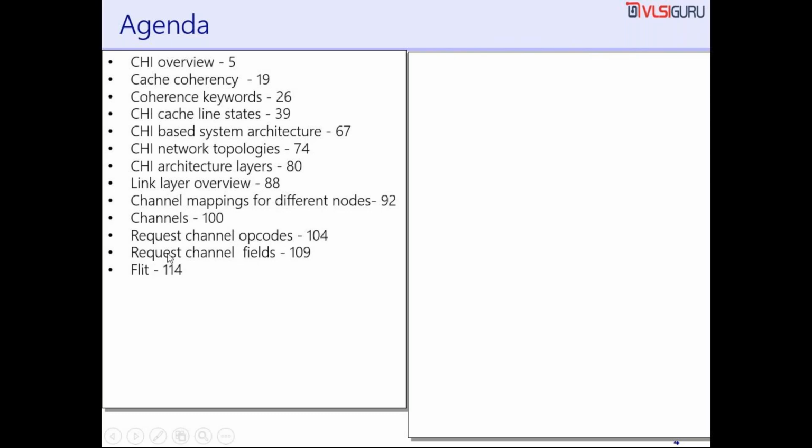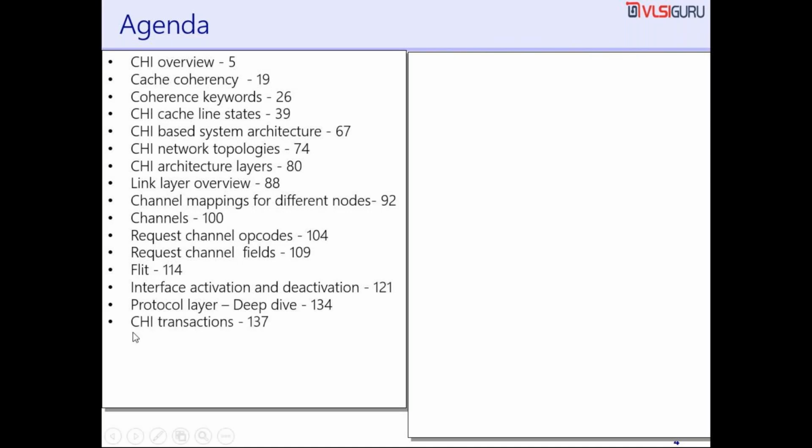Then when we talk about all these channels, the communication happens in terms of flit. So we'll talk about what exactly is flit. And we'll talk about the protocol that is followed for interface activation and deactivation. How does that handshaking happen between two connected ports? And then we'll talk about the protocol layer. There we will get into the different types of transactions that are generated on the channels. How the read transaction happens, how the write transaction happens, all those things we'll touch upon. So there we'll touch upon Chai transactions.